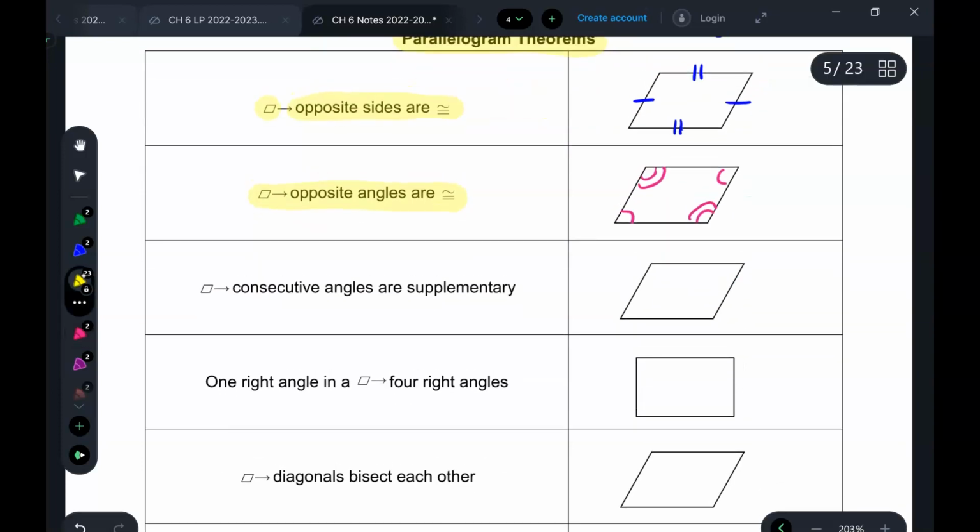Hi, welcome. All right, next one. Are you going to make proofs on the test? Yes. No.